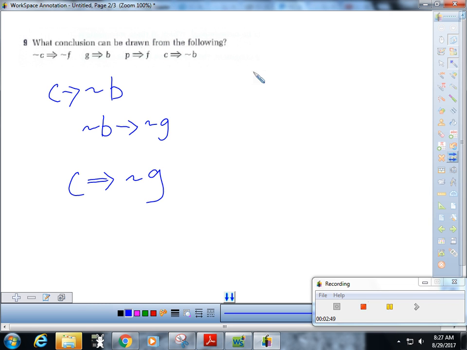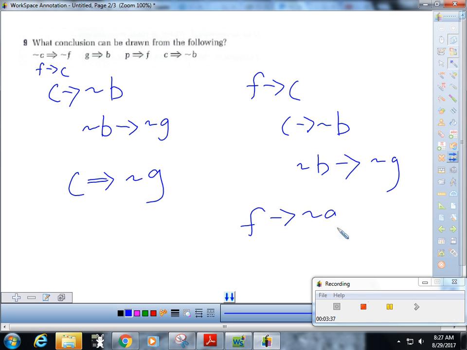Let's see. P takes you to F and you get stuck. But where does not F take you? Nope, that doesn't. Not F takes you to not P, right? No, not F does not take you to C. F takes you to C. From this one here, we can gain that F takes you to C. So let's start with F. F takes you to C. C takes you to not B. Not B takes you to not G. So we could also conclude that F takes you to not G.